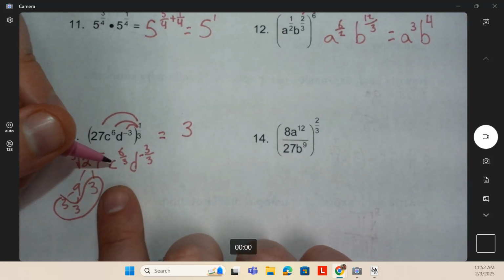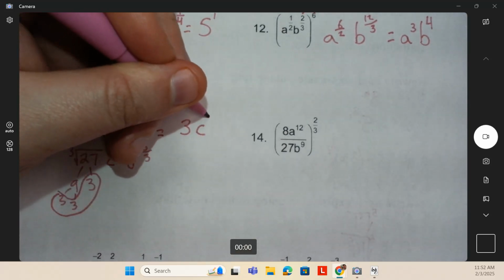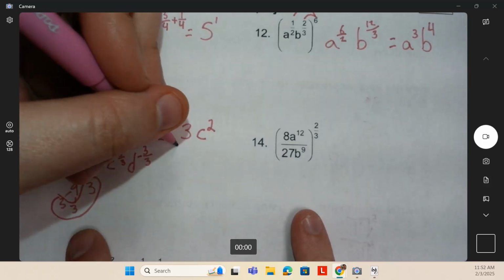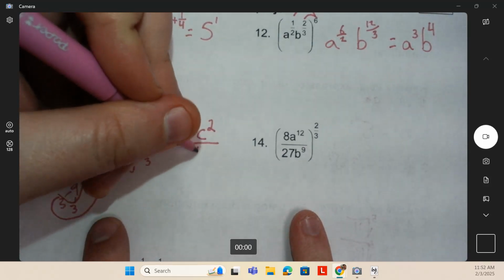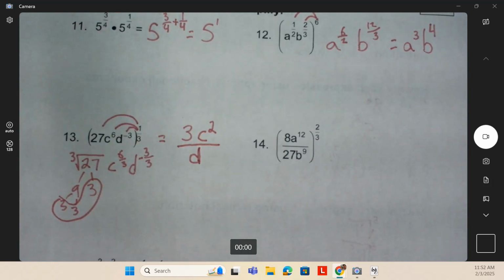C to the 6 over 3, I do 6 divided by 3, which is 2. So c squared. And then d to the negative 3 over 3, which would just be d to the negative first. Or that d, in other words, would just move down to the bottom. And that would be our answer.